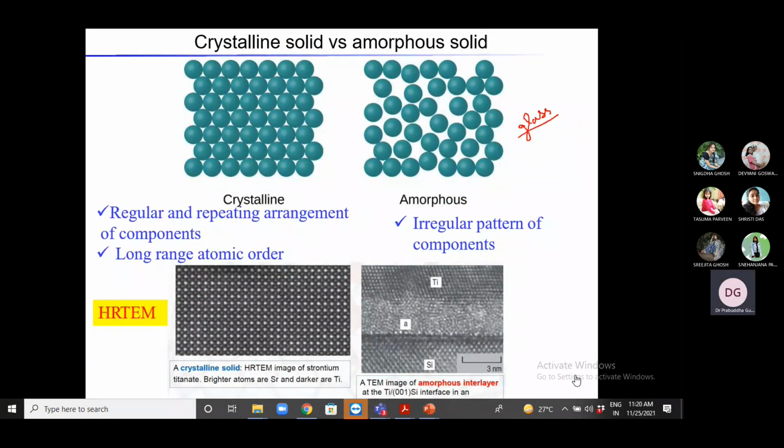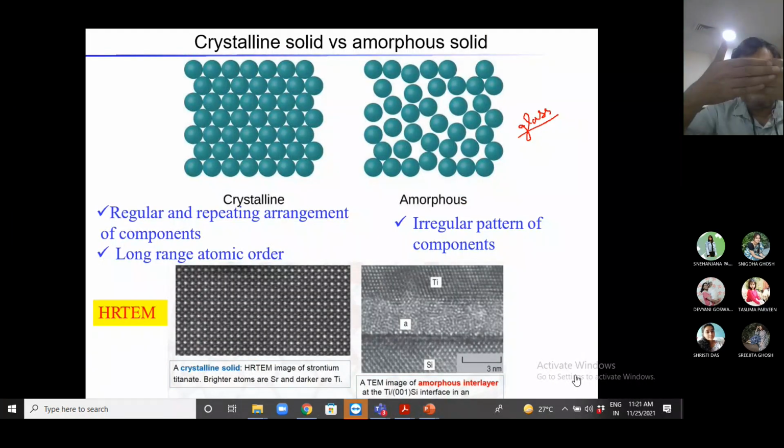So along the plane where these molecules are arranged, layer after layer after layer, like billions of layers, it will be very hard in those regions. But amorphous liquid will not be that hard.